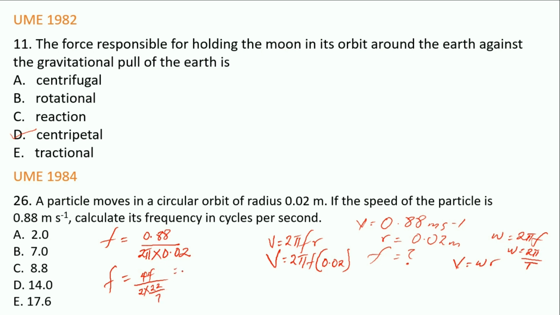So I've got 44 divided by 44/7, and you would know that that would be 44 times the inverse of that, which is 7 divided by 44, and 44 will cancel 44, that will be equal to 7. So we have 7 cycles per second, which will be option B.